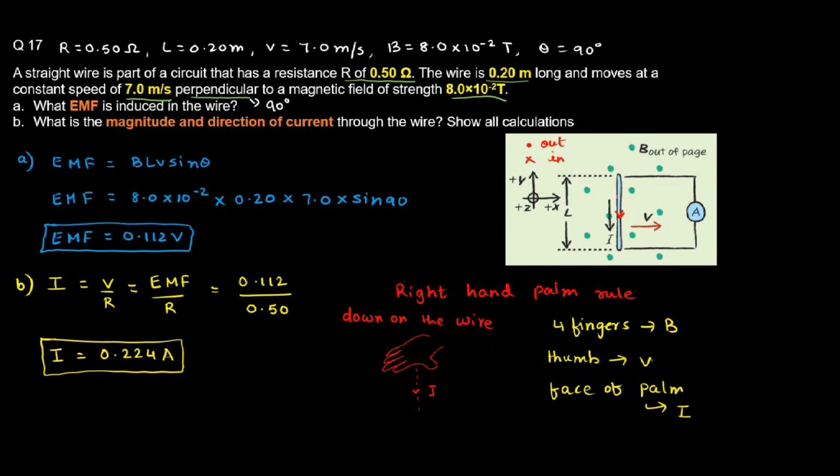But if I were to find the direction of current through the entire circuit, I will trace the path the current goes. On the wire, it is going down like this, then it will move along the circuit in this manner, and this direction is counterclockwise. So through the entire circuit, the current is going counterclockwise. So this is how you can find the EMF induced in a wire, the current induced, and the direction of the current.